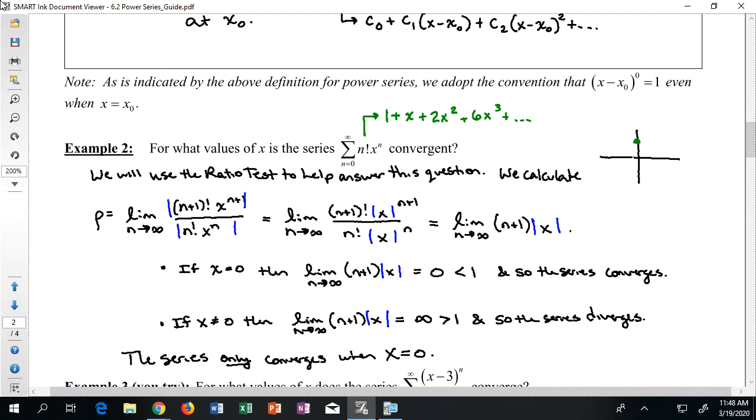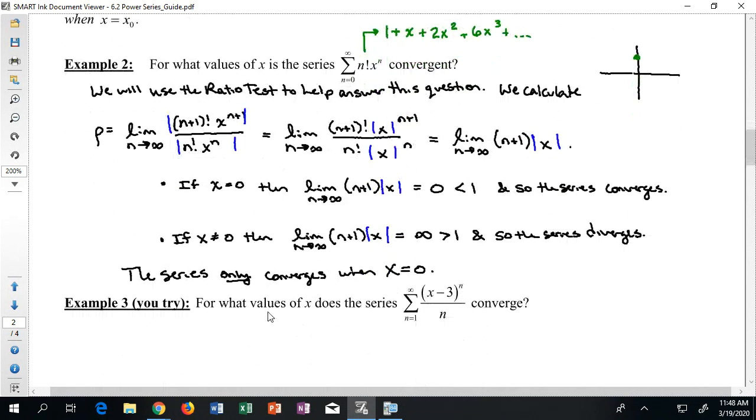All right, in the next video, we'll take a look at example 3, where I'll ask you to try to play around a little bit with this same sort of idea, and then we'll almost be done with this section.